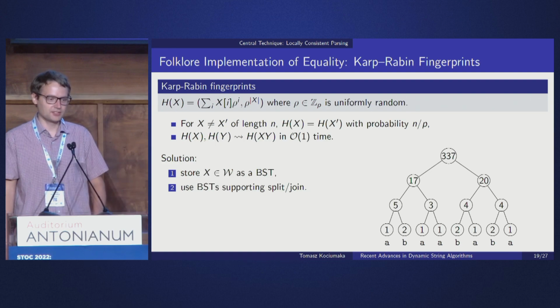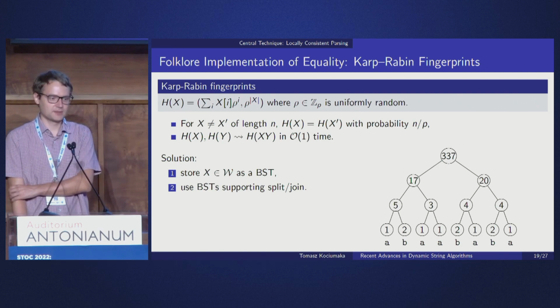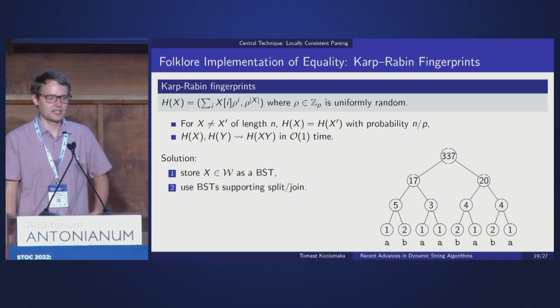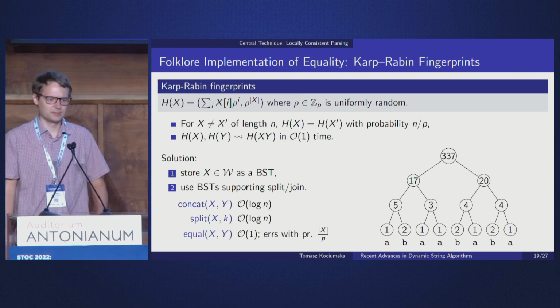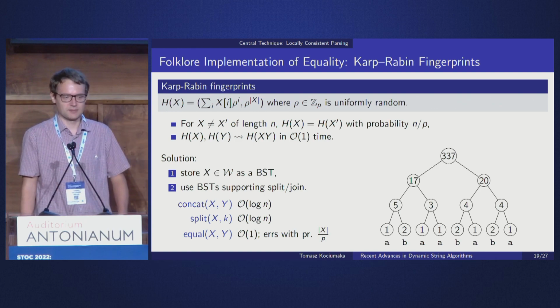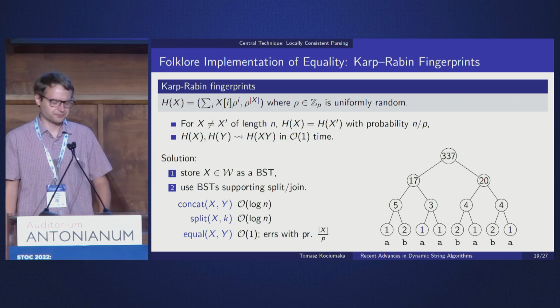And now splits and concatenations of strings can be interpreted as splits and joins of the binary search trees, and these operations have been pretty well studied in the data structure community. In particular, there are some BST implementations which support splits and joins in logarithmic time. For example, AVL trees satisfy this condition, and that's why we can implement concatenations and splits in logarithmic time using this method. And checking equality reduces just to finding whether the fingerprints stored at the roots of the two trees are the same or not. If they are the same, then with good probability, we can tell that the two strings are actually equal.